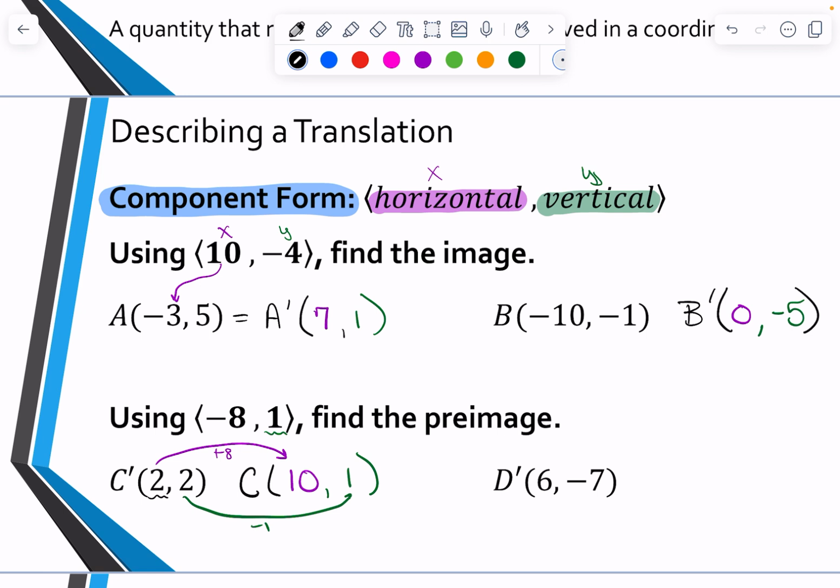Okay, let's try another one here. So the pre-image D is going to be located at, once again, I'm going backwards. I have the image, I'm going to the pre-image. So instead of subtracting 8, I'm going to add 8 to it, which will put me at 14. And then to get the pre-image for the y, instead of adding 1, I'm going to subtract 1, which will put me at -8. Okay, so that's how we use the component form to find those.